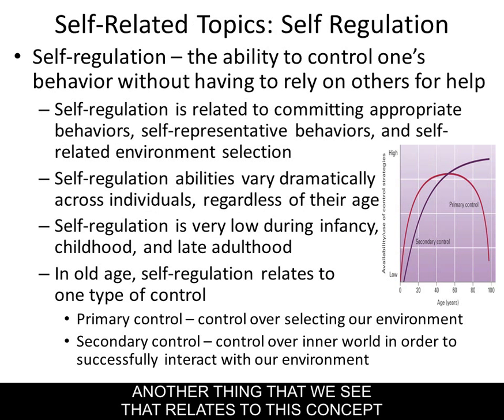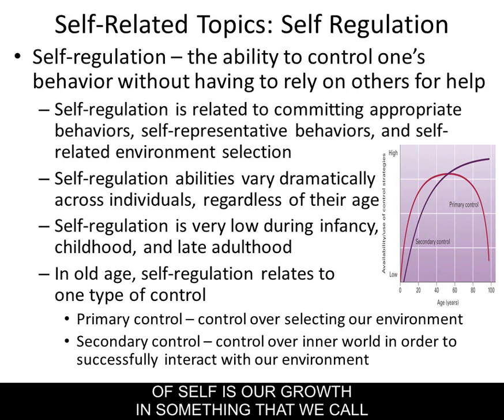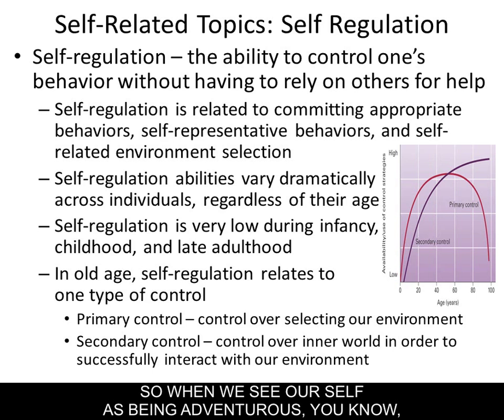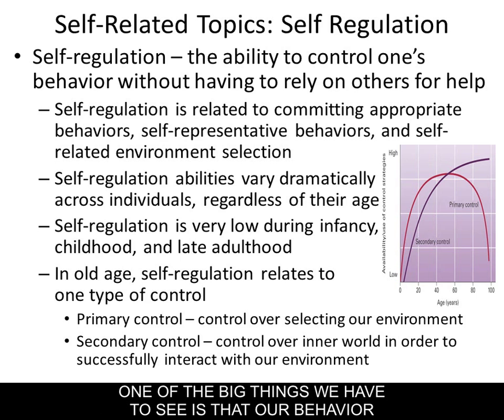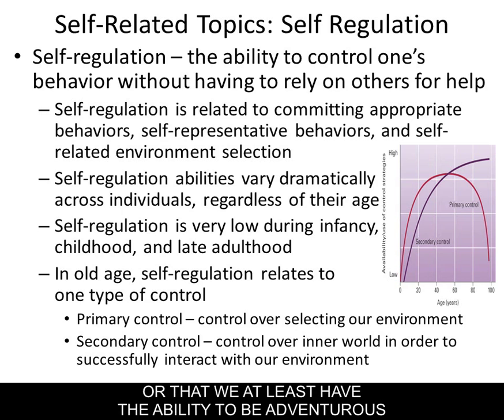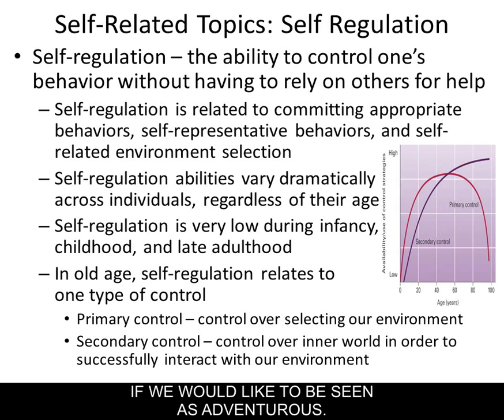Another thing that we see that relates to this concept of self is our growth in something we call self-regulation, the ability to really control our behavior to match up with ourselves. So when we see ourselves as being adventurous, one of the big things we have to see is that our behavior actually is indicative of us being adventurous, or that we at least have the ability to be adventurous if we'd like to be seen as adventurous.